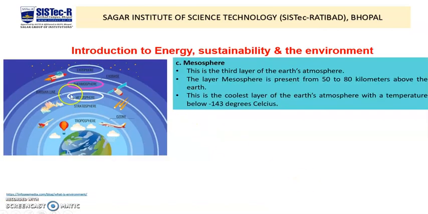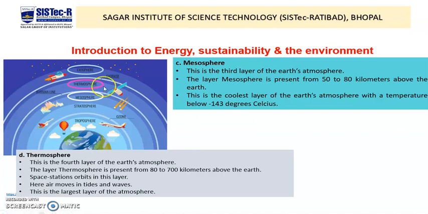Now third layer is mesosphere. This layer is present from 50 to 80 kilometers above the Earth. This is the coolest layer of Earth's atmosphere with the temperature below minus 143 degrees Celsius.